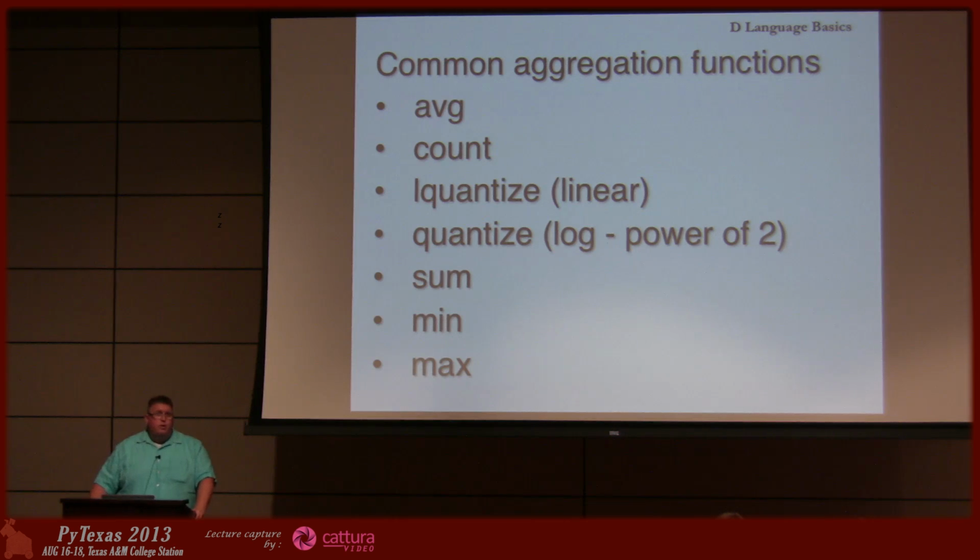DTrace has a really, really rich set of aggregate functions. These are things that operate on the @ variables. Things like average, count. We've already looked at count, so you know what that does. Average does what it says on the tin. Sum, again, obvious. Min, max, again, obvious. I wanted to spend a few seconds talking about the quantize actions.